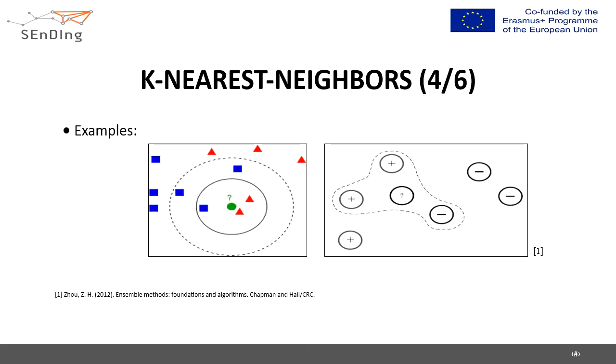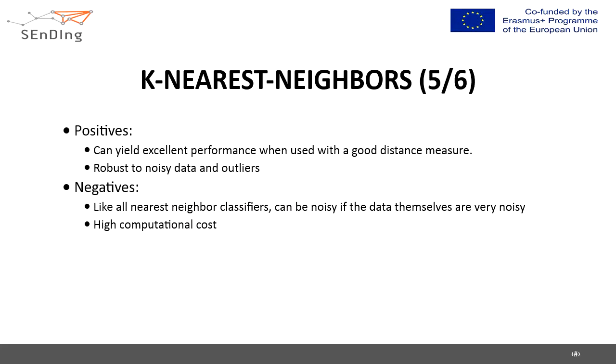Two example cases that illustrate the algorithm. The main positives are the following. It can yield excellent performance when used with a good distance measure. Also, it is robust to noisy data and outliers. The negatives are that, like all nearest neighbor classifiers, it can be noisy if the data themselves are very noisy. Also, it has high computational cost.